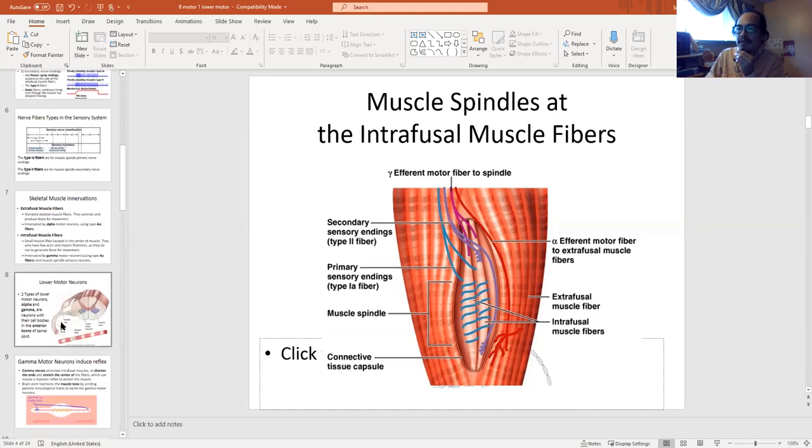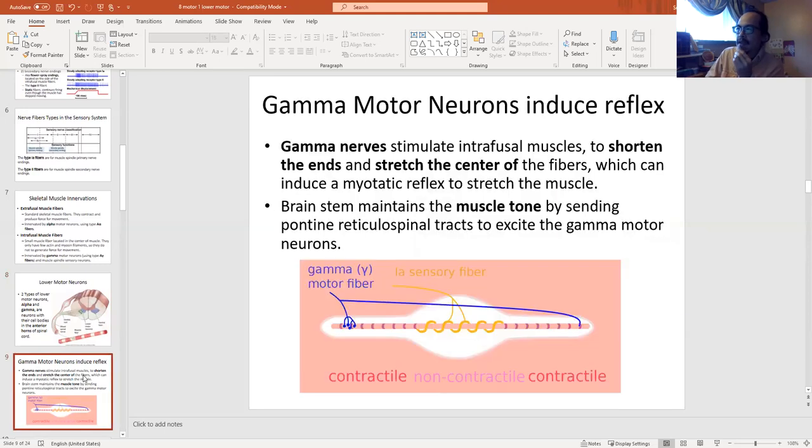So let's talk about it. This is the gamma motor neuron. This gamma motor neuron innervates two sides of this intrafusal muscle fiber. The next thing is that this gamma motor neuron is influenced by our brainstem. So you need to know that when a person has a brainstem or neck transection or damage, then that pathway cannot pass on, and the person's muscle tone will be influenced.